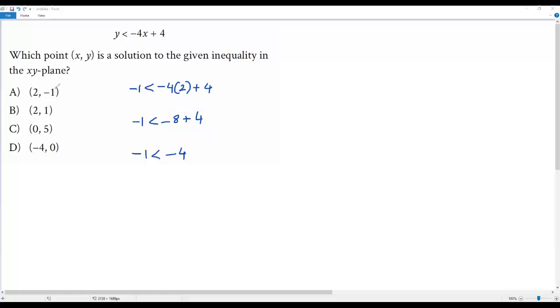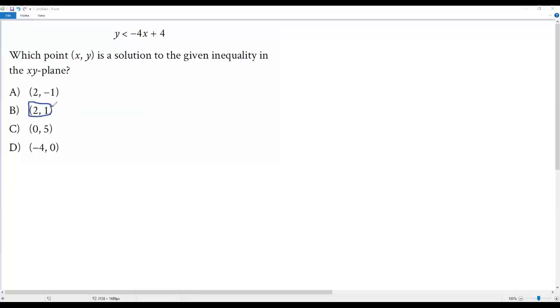So negative 1 less than, when I simplify this, negative 4. I'm getting the result negative 1 less than negative 4, but it's false because we know that negative 1 is greater than negative 4, but here the result says negative 1 is less than negative 4. So this is false. The given inequality is not satisfied by the point given in option A.